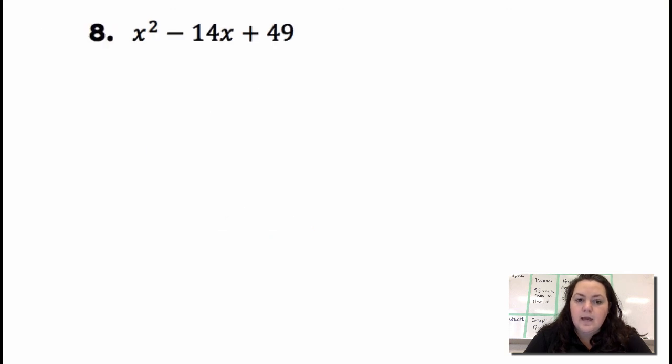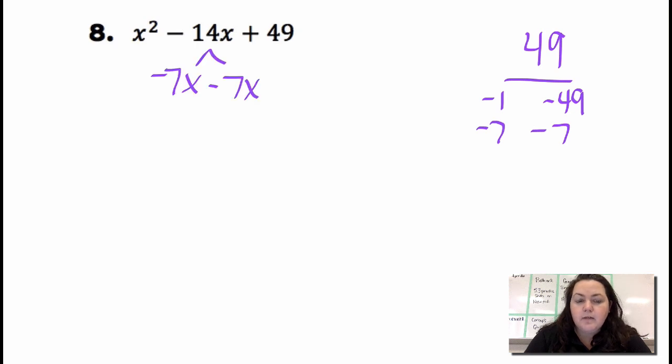All right, number 8. First term times last term gives me 49. The numbers that make 49 are negative 1 and negative 49, because I want them to add to make a negative, and negative 7 and negative 7. So negative 7 times negative 7 makes positive 49, and negative 7 plus negative 7 makes negative 14. So I'm going to break apart the negative 14 into negative 7x and negative 7x. Bring down the end pieces, and then group and factor.